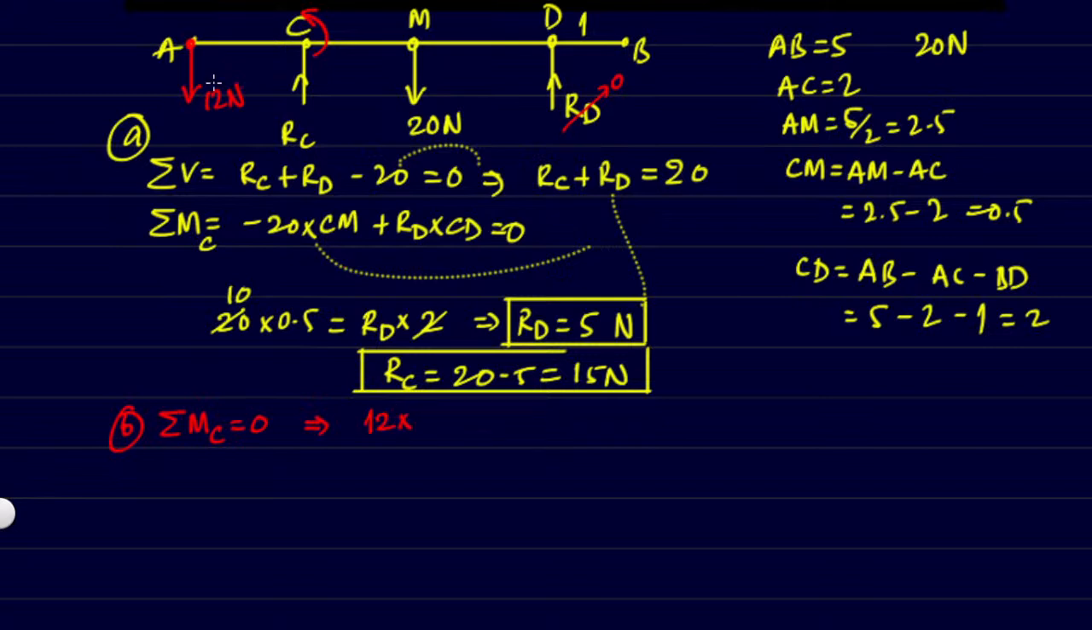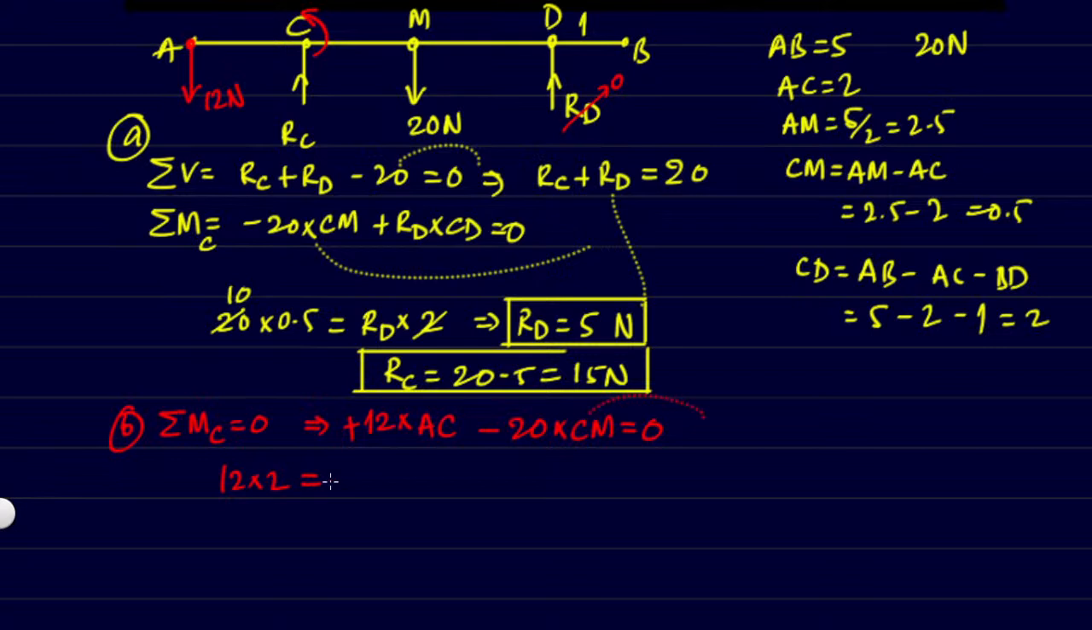So 12 into length AC. 12 into AC. This is tilting anti-clockwise, so positive. Then 20 into Cm. This is rotating clockwise, so negative. RD will become 0 anyway. So now AC length is known. AC length is 2 meters. Substitute. So 12 into 2, so of course this is equal to 0.